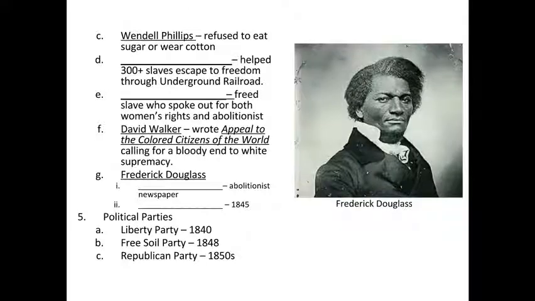Wendell Phillips was also a popular abolitionist. He refused to eat sugar or wear cotton, particularly because that's what was being harvested by slaves in the South.